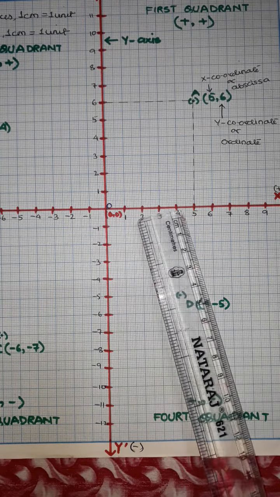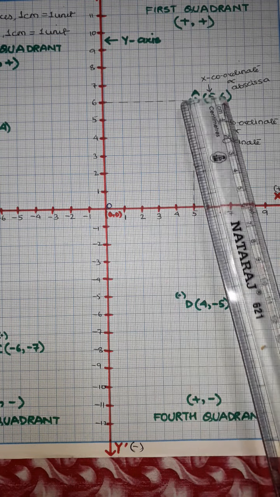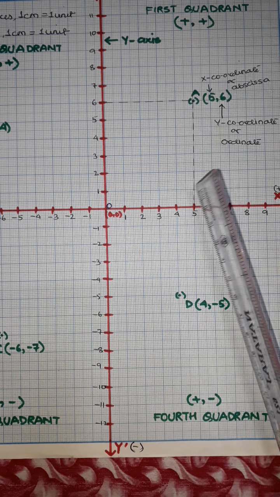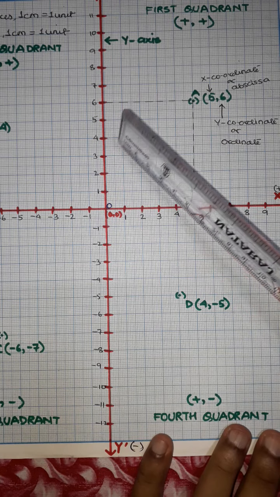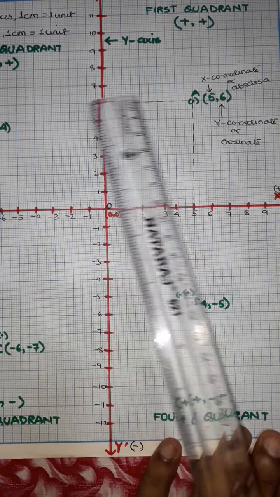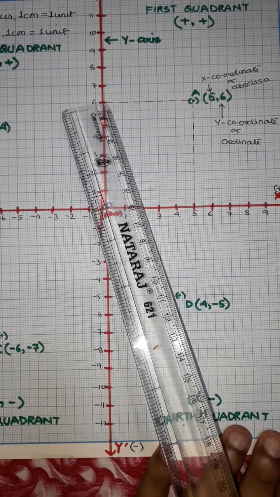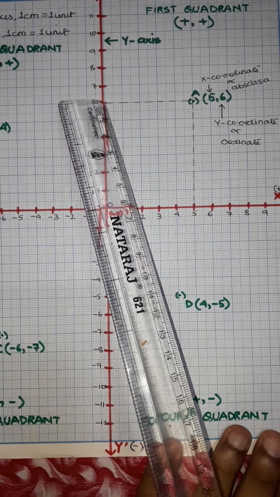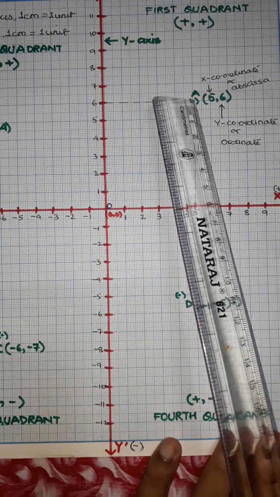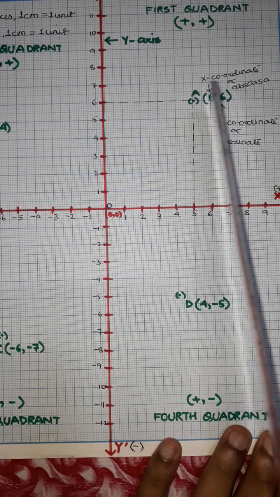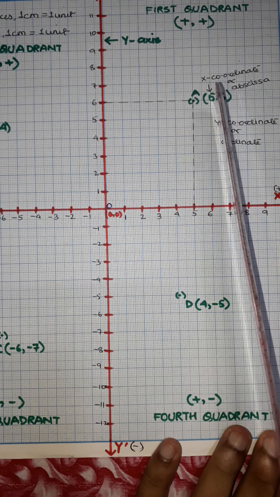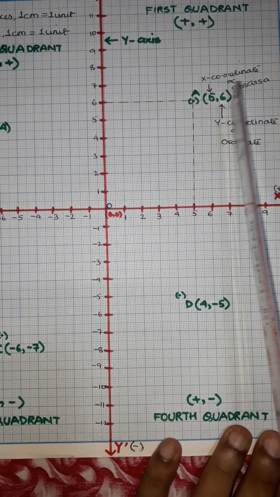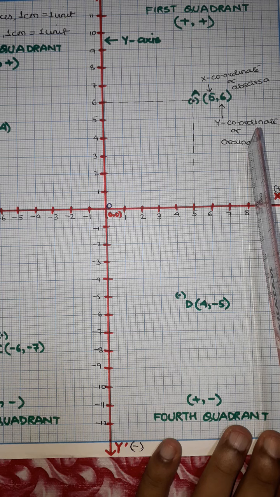So 1 2 3 4 5, and then y means along the upward direction because the positive sign is there. So 6 steps. You can see here 1 2 3 4 5 6. If you are drawing two perpendiculars, that means on the x-axis as well as on the y-axis, this point will be the point of intersection of these two perpendicular lines, the required point of coordinates. So this point is what? It is 5, 6. Again, x coordinate is also known as abscissa and y coordinate is known as ordinate.